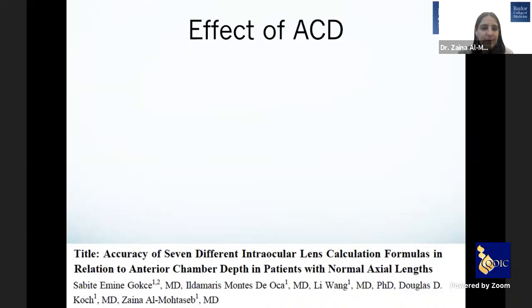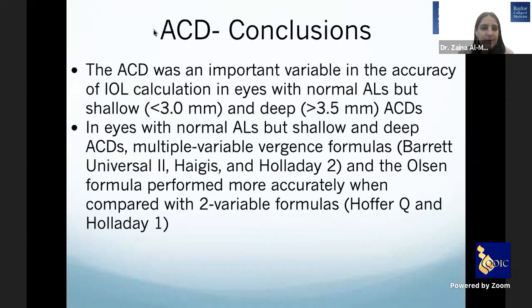And just because of time, this is just a really important point: anterior chamber depth was an important variable in the accuracy of IOL calculation formulas, even in patients with normal axial lengths. If they had shallow or very deep anterior chamber depth, there was an improvement if you utilize, for example, the Barrett formula or the Holladay 2. So multiple variable Vergence formulas, like the Barrett, the Haigis, the Holladay 2 and the Olsen, did better than formulas that did not take into account anterior chamber depth.